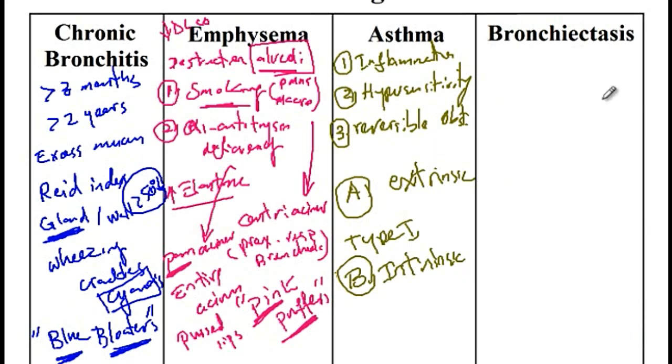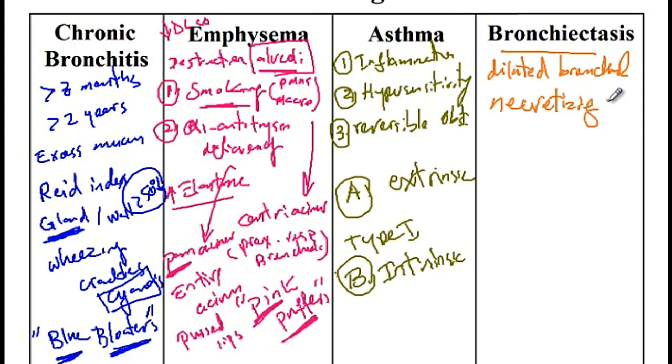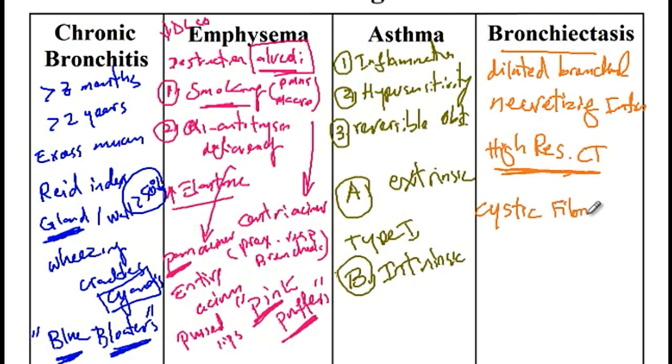And finally, we have the bronchiectasis, which presents with the permanent dilated bronchial walls from the necrotizing infections. And so for the diagnosis of the bronchiectasis, you will have to use a high resolution CT scan, and this is the diagnostic test of choice. And then conditions that can cause bronchiectasis include, for instance, the cystic fibrosis, which prones these patients to recurrent infections.